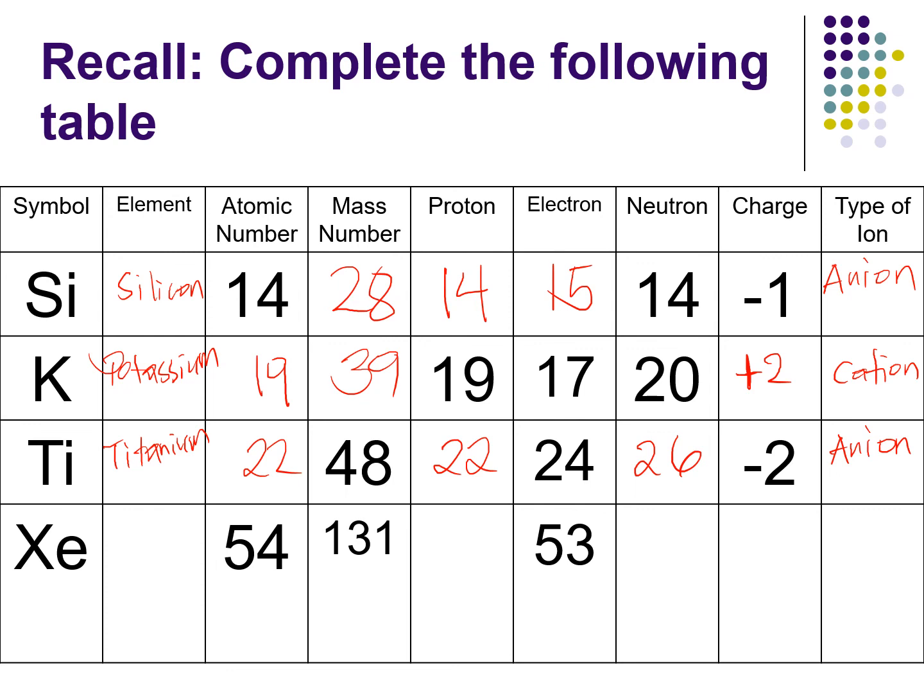And lastly, for the last element, we have Xe. So this element is xenon. The atomic number is 54. The proton is 54. So we could now compare the number of protons and electrons. Proton is 54, electron is 53, meaning that the charge of this particular ion is positive because the number of proton is greater than electron by 1. So the charge is positive 1. So this is cation. And the number of neutron would be mass number minus proton. So 131 minus 54, that would be 77.